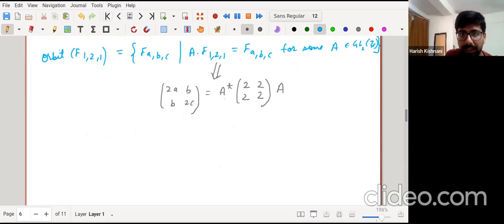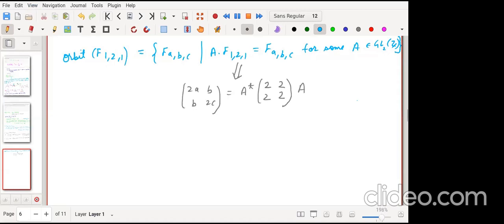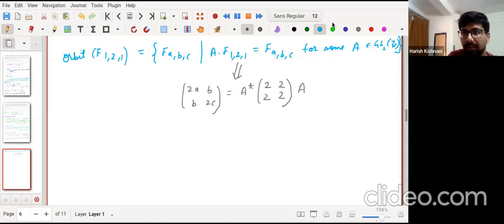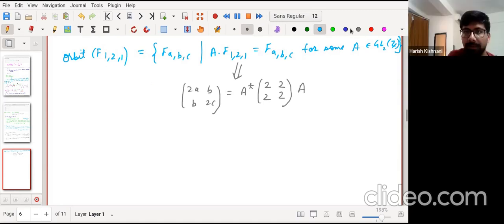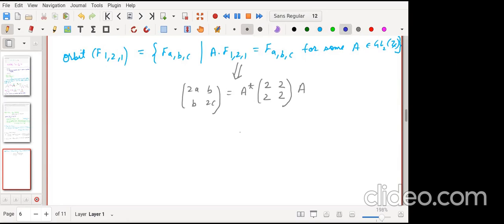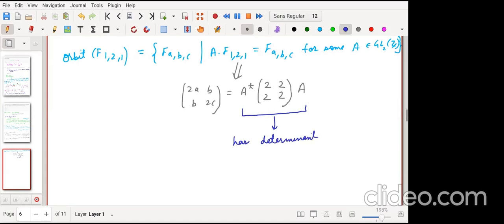So if something is equal to this matrix, then their determinant should also be the same, right? Yes, sir. Okay, just a second. So what is the determinant of the right hand side matrix? It is 4AC minus B square. This is supposed to be the left. Determinant of this matrix is equal to determinant of A transpose into determinant of this matrix, which is 0, into determinant of A. So the whole thing is 0.